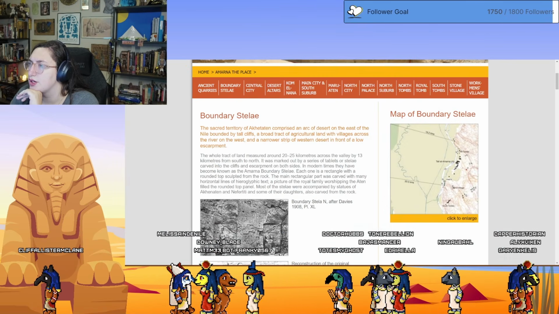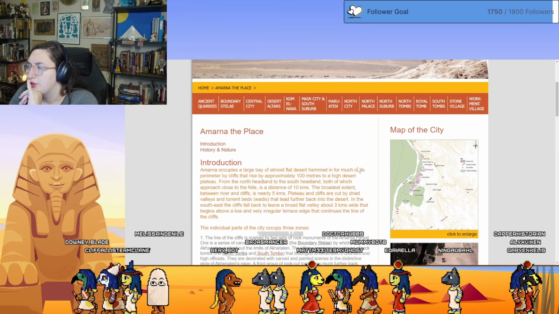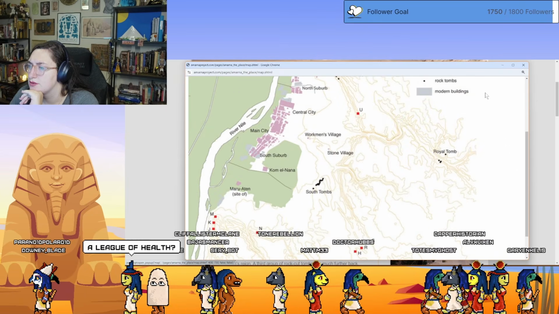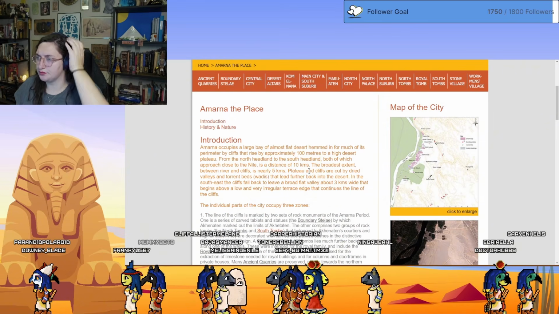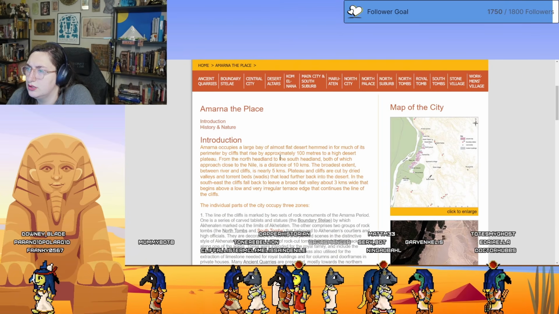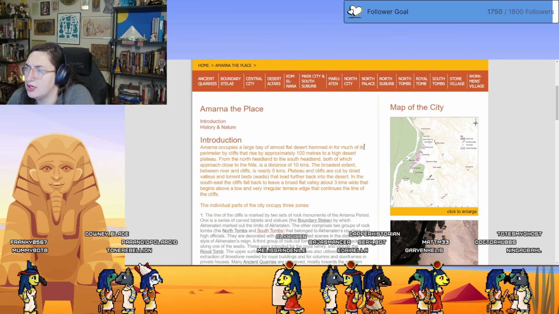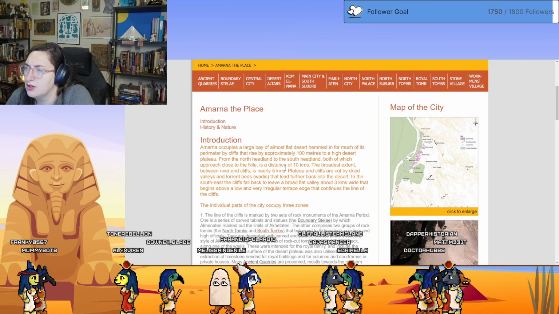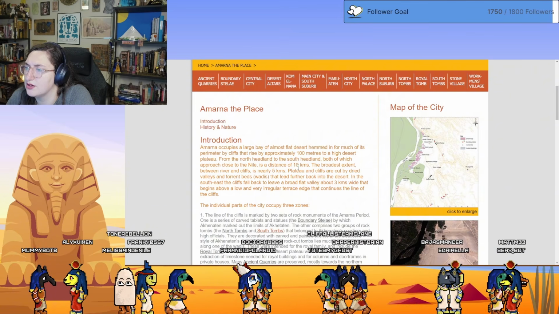Well, let's look at our map. Amarna the place. Let's see if they say. Almost vast desert hemmed in for much of its perimeter by cliffs rising approximately 100 meters to a high desert. From the north headland to the south headland, both of which approach the river, is a distance of 10 kilometers.